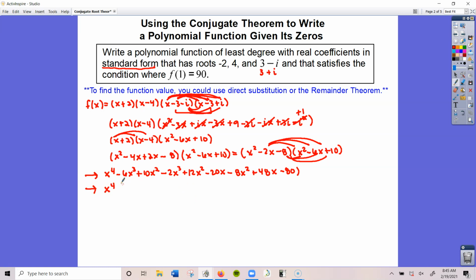So x to the fourth, then we have negative x to the third minus 2x to the third, which is negative 8x to the third. Then 10x squared plus 12x squared is 22x squared. And 22x squared minus 8x squared is a positive 14x squared. Finally, we have this negative 20x plus 48x, which is a positive 28x. And lastly, the minus 80. So this is f of x so far.